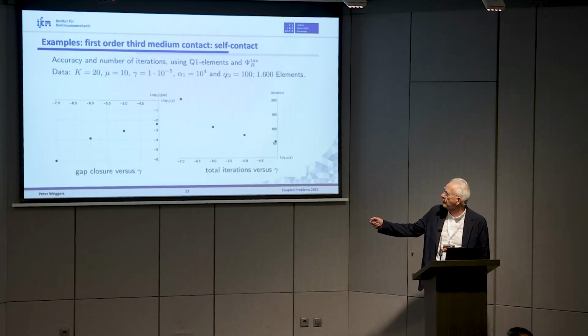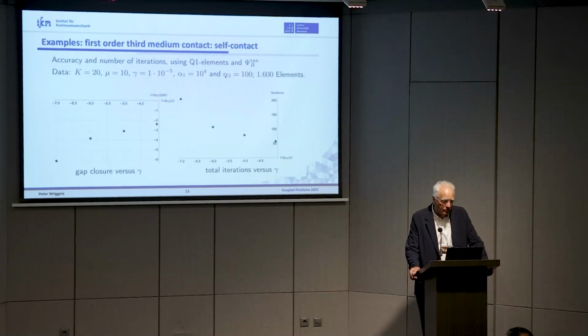And here is the vice versa. For the smallest gamma, you of course have the maximum number of iterations, and they get less as gamma gets larger. So this 10 to the minus 5 seems to be a good value to do computations in this case.